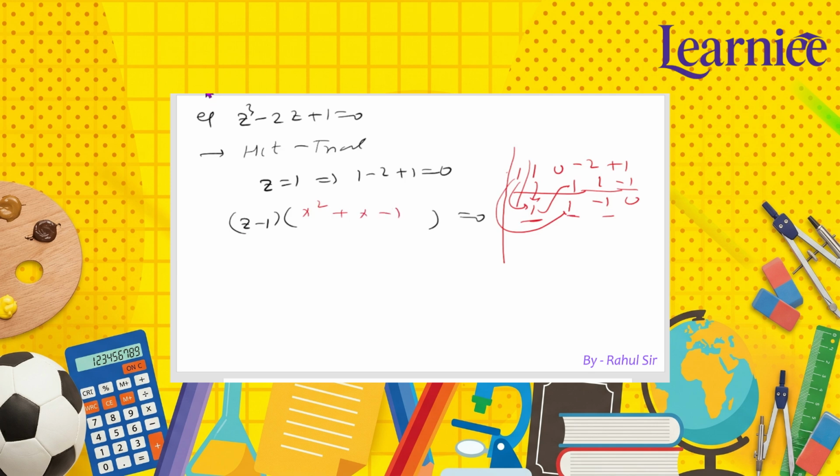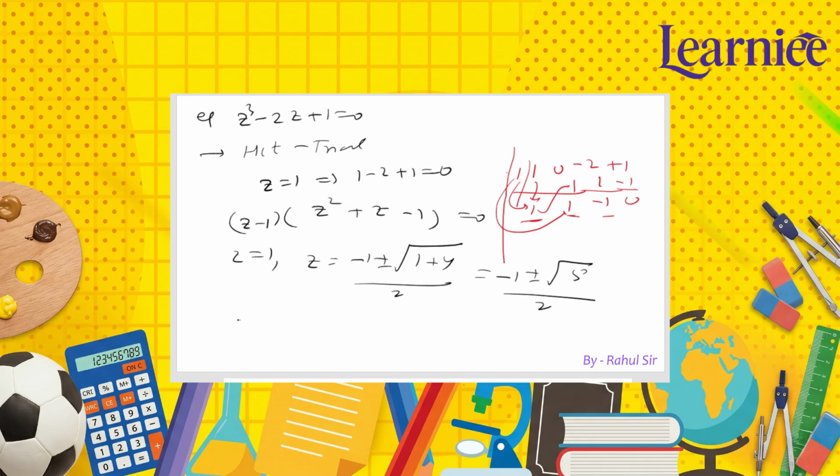So what are the roots of the equation? We won't write x, we write z because we are using z here. So this is nothing but z square plus z minus 1. Now we can solve it. So z equals 1 by hit and trial, and the other roots by the quadratic equation. So z means minus 1 plus minus root of b square minus 4ac, that is 1 plus 4, upon 2. That means minus 1 plus minus root 5 upon 2. So the solution of the cubic is: the first root is 1, and the second and third roots are these. Got it? So this is how we solve the polynomial.